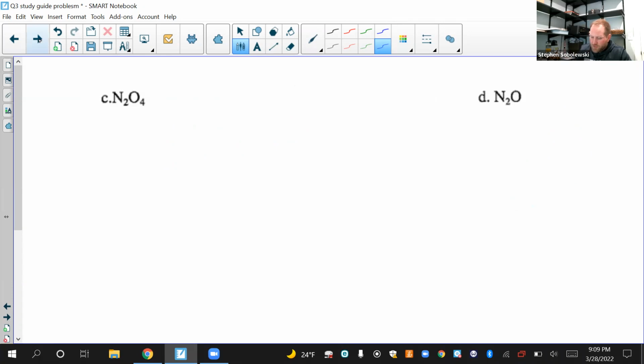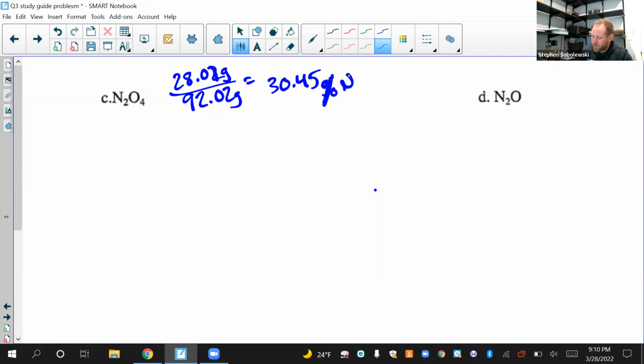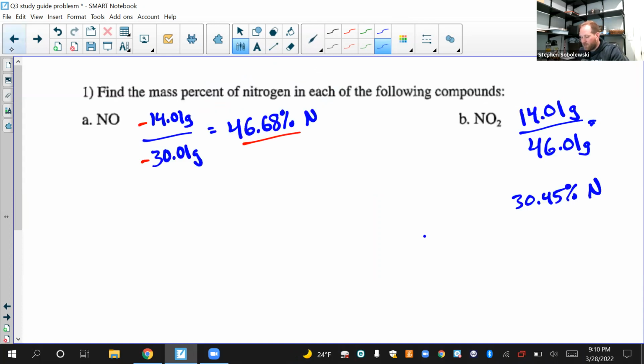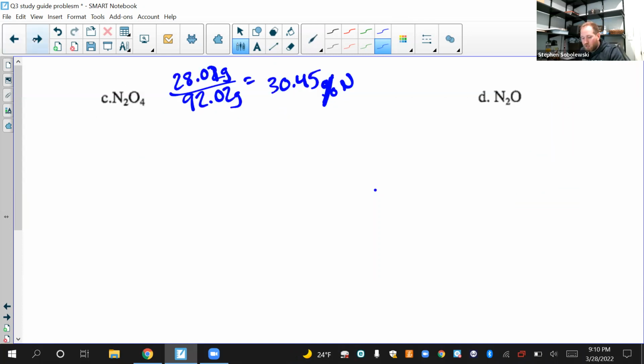Part C, N2O4. The molar mass here is going to be 28.02, that's 2 N's, plus 64, that's 4 O's, is 92.02 grams. And I have 2 N's in there, so I'm going to say 28.02 grams divided by that. And that gives me 30.45 percent N. And notice that's the same as back here, and that makes sense because NO2 is actually the empirical formula of N2O4. So it makes sense that the percent composition is going to be identical.